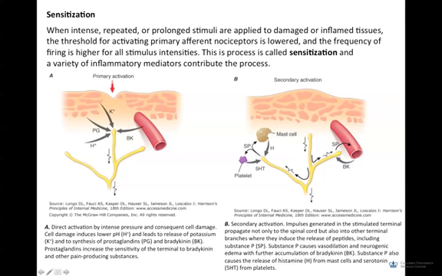And as it moves down these branches, it causes the release of something called substance P. That's the SP in this slide. Now, substance P is going to do a variety of things. It's going to trigger mast cells in the area. It's going to stimulate platelets. Okay?